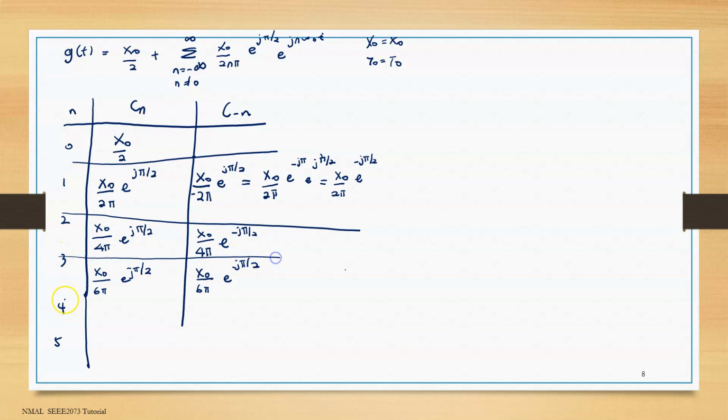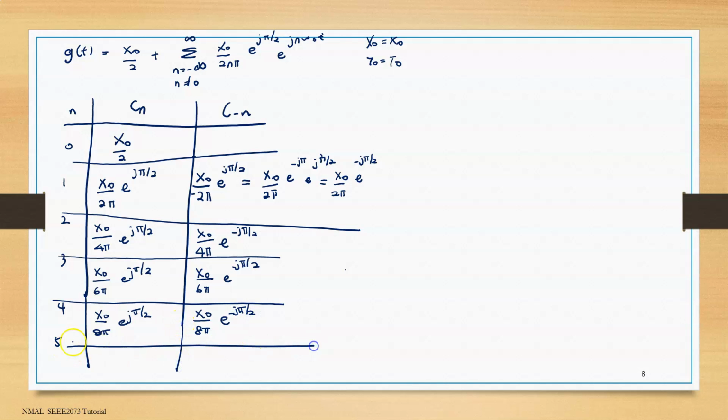Okay, so for n equal to 3, then n equal to 4, x naught divided by 8 pi, x naught divided by 8 pi as well, but the phase is negative. Okay, and finally for n equal to 5, x naught divided by 10 pi exponent j pi over 2, x naught divided by 10 pi exponent negative j pi over 2. Okay, you can rewrite the equation in terms of complex exponential form. However, the question asks you to only plot the double-sided spectrum. Okay, they didn't ask you to rewrite the equation.